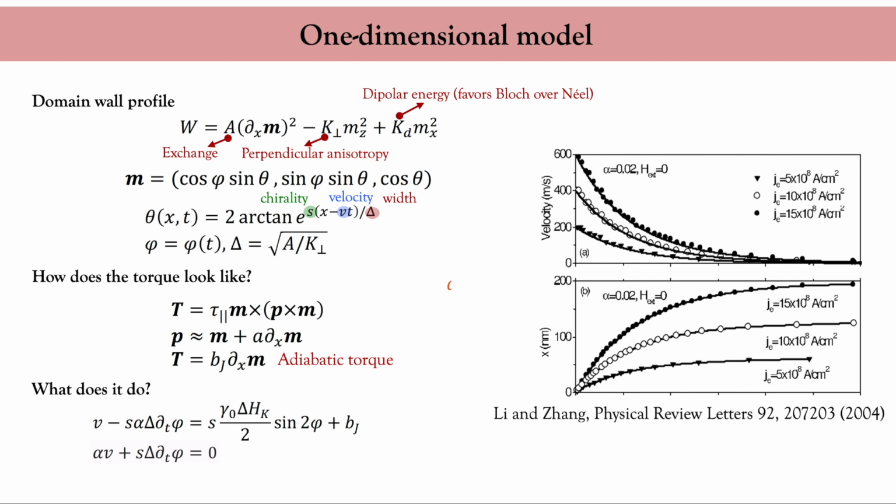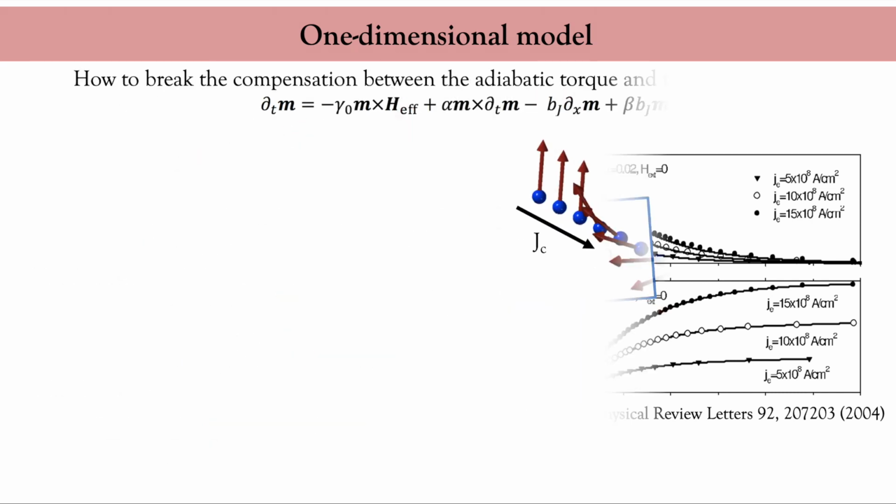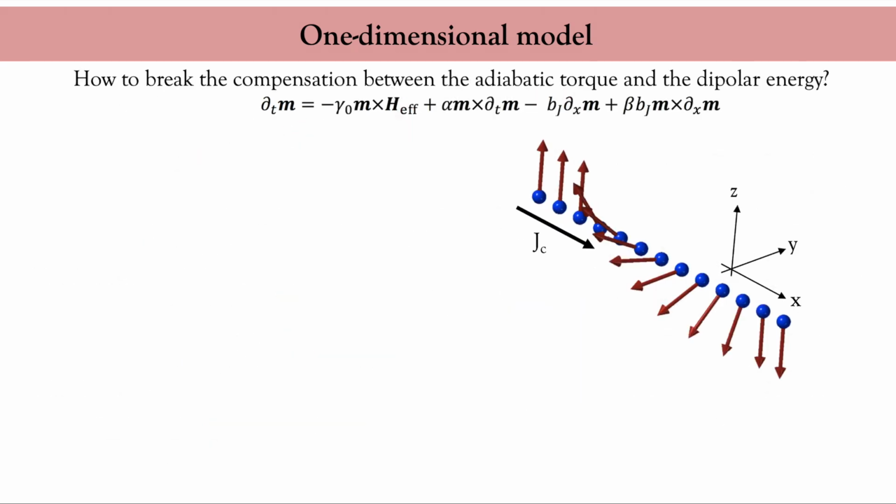This is very important because it means that the adiabatic torque cannot induce steady motion, but only precessional motion, which is much slower. The problem with the adiabatic torque is that it could not explain the experimental data when domain wall motion was observed at much smaller current densities than expected. So one had to come with another explanation, or another torque. And this is what Shufeng Zhang and André Thiaville proposed independently in 2004 and 2005.